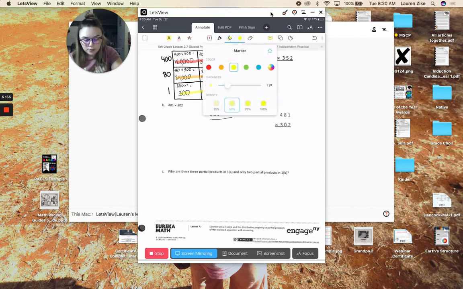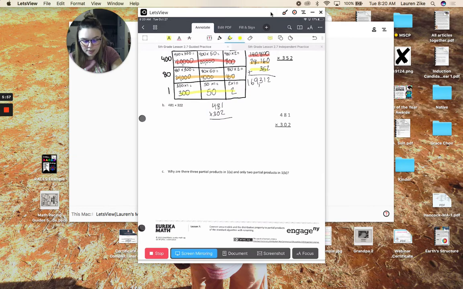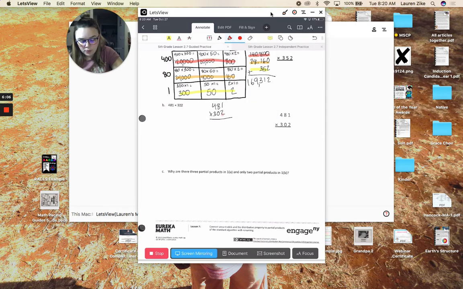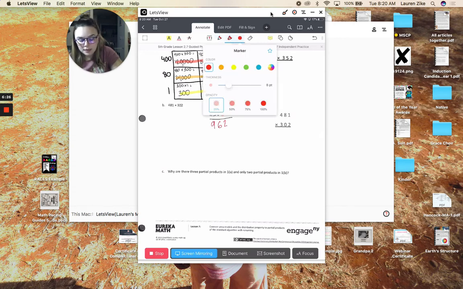I'm going to start by multiplying times my ones place. So I'll multiply 2 times 1, 2 times 8, and 2 times 4. So 2 times 1 gives us 2, 2 times 8 gives us 16, and 2 times 4 is 8 plus 1 is 9. Then I'm going to go to my next place.